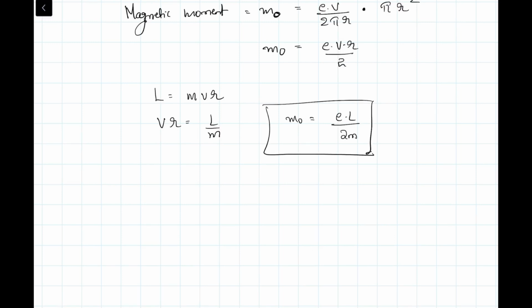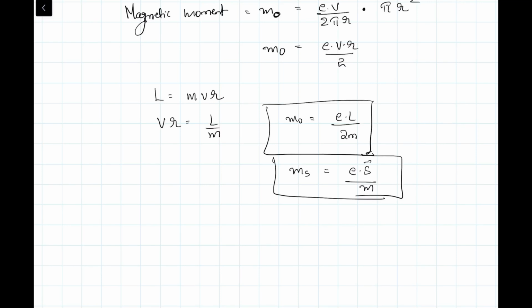Remember, magnetism is due to moment. This moment itself is of two types: orbital magnetic moment and spin magnetic moment of the electron. Spin magnetic moment, let me write it as m suffix s, which is equal to E into S by m. We know that all planets revolve and rotate around the sun. Similarly, let's take for the time being that electrons are also rotating and revolving around the nucleus.